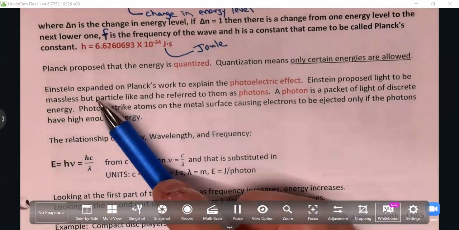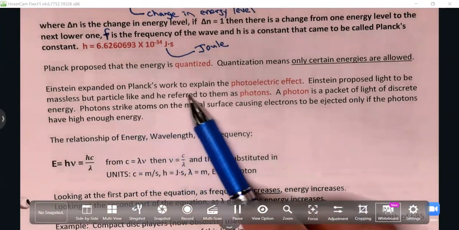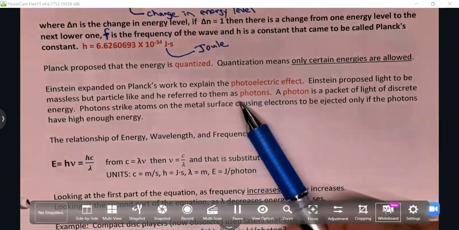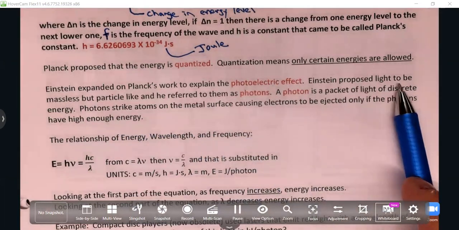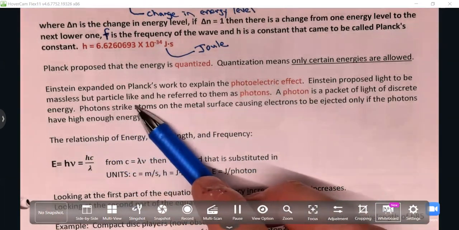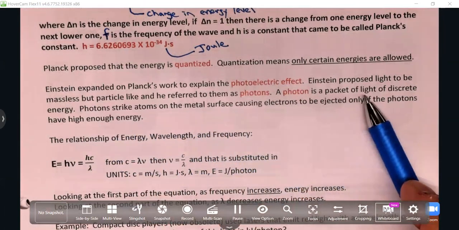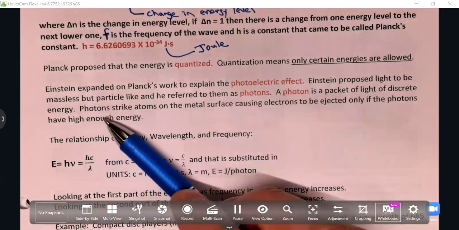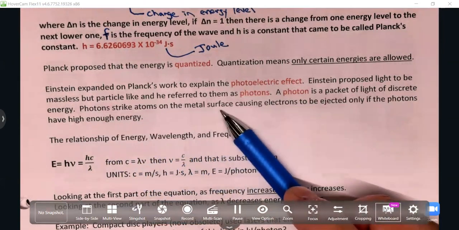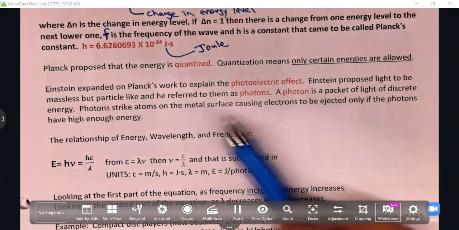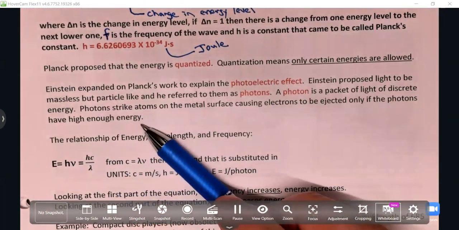Well, along comes Einstein. Einstein expanded on Planck's work to explain the photoelectric effect, which you're going to see on the next page. Einstein proposed light to be massless but particle-like, and he referred to them as photons. A photon is a packet of light of discrete energy. Photons strike atoms on the metal surface, causing electrons to be ejected only if the photons have high enough energy.